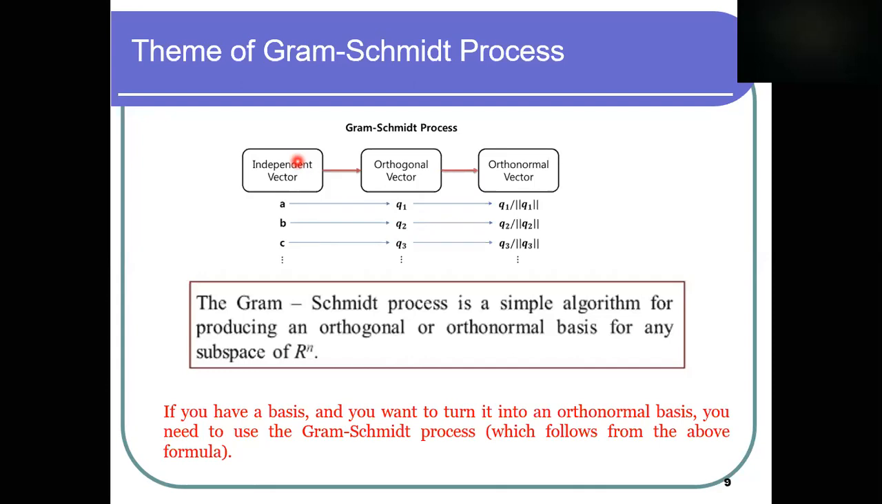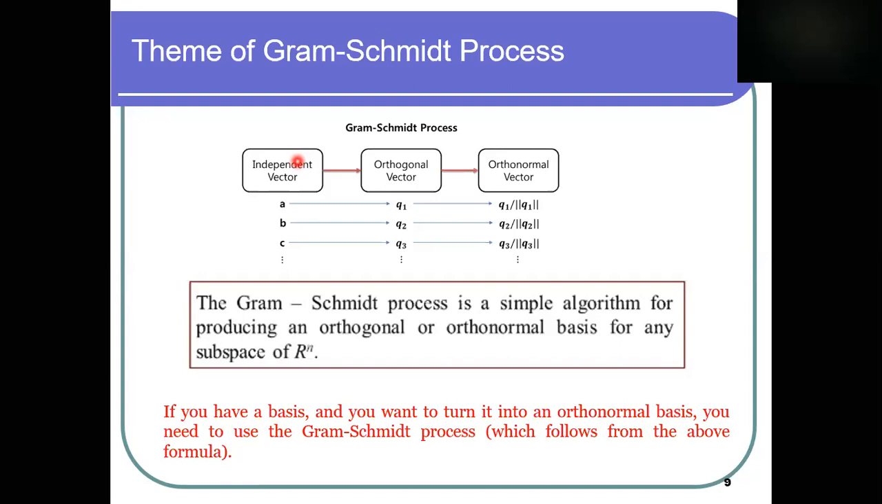And fundamentally, why do we need the Gram-Schmidt process? Because in diagonalization and in the case of singular value decomposition, we basically need two types of matrices: one is orthogonal and another one is orthonormal.